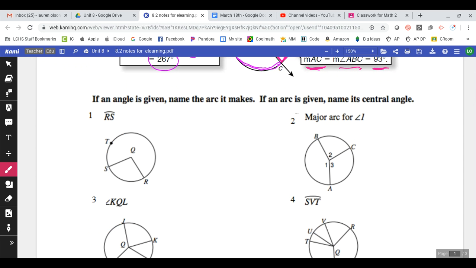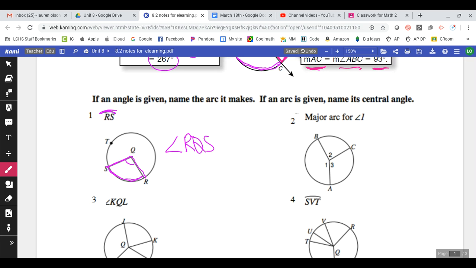So it says, if an angle is given, name the arc it makes. If an arc is given, name its central angle. So the way this is named with a little swoosh on the top tells me that that is an arc. So arc RS is what they are referring to. So I'm going to name the angle that's creating that. And that angle is right in there, that central angle. I would name that angle RQS. You could also say angle SQR. The Q just has to be in the middle.